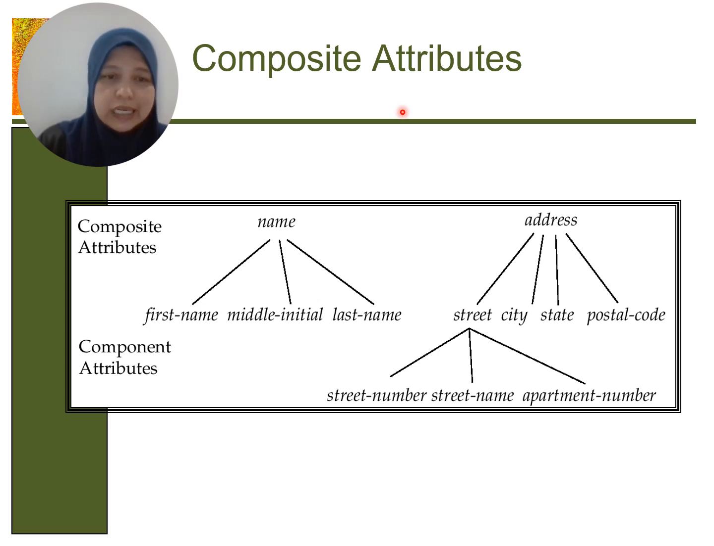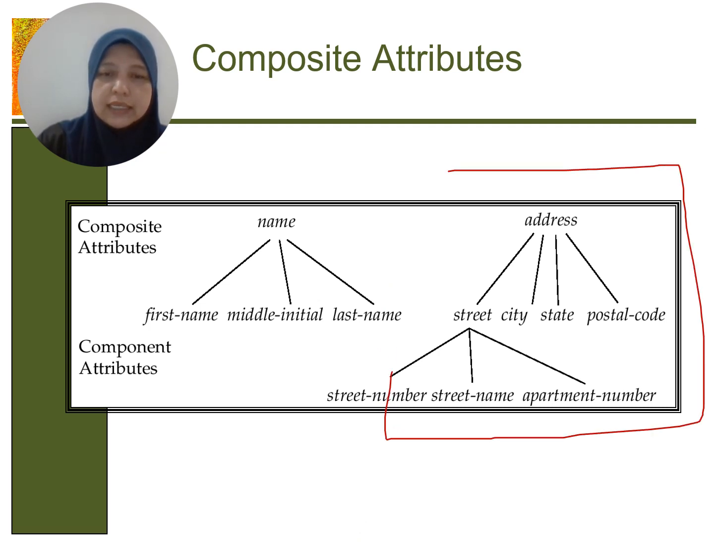Attributes characterize the column. Okay. Address. We have one attribute named address. Address you can break into street, city, state, and postal code. The street you can still break into street number, street name, and apartment number. So this is also an example of composite. This is one composite, this is also one composite. You can term all of this as nested attributes. Okay, nested.